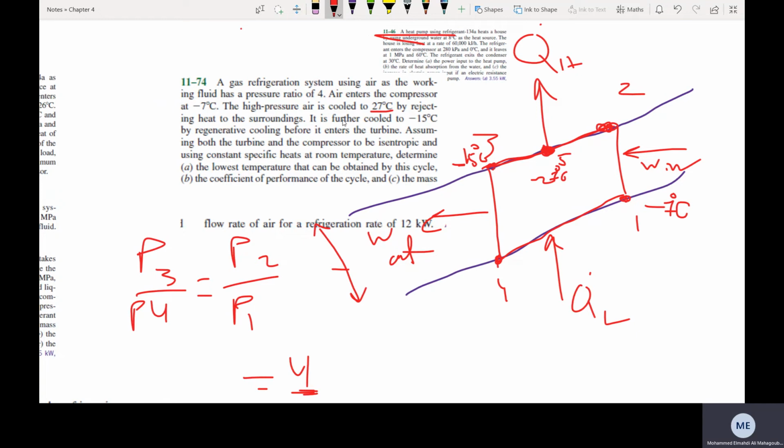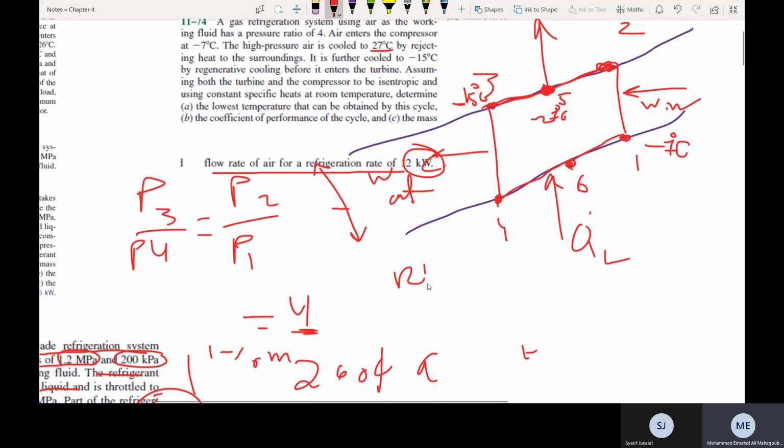To surrounding, it is. This is further cooled to -15 by regenerative cooling before it enters the turbine. Assuming both the turbine and the compressor to be isentropic, and using constant specific heats at room temperature, determine the lowest temperature that can be obtained by this cycle, the coefficient of performance of the cycle, and the mass flow rate of air for a refrigeration load of 12 kilowatts. So 12 kilowatts is clearly the input power to the cycle.